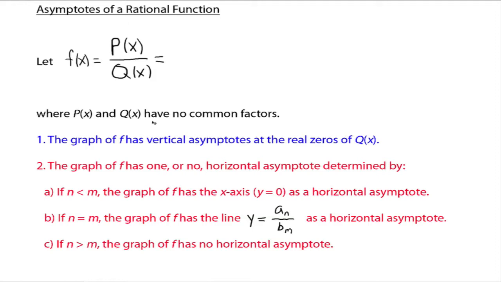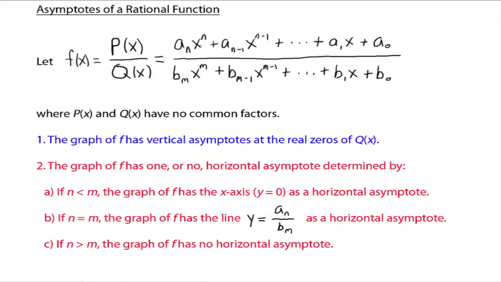Okay, so now we're going to talk about asymptotes of a rational function. Here's the note. We're going to let our function f be p of x divided by q of x. Now remember, a rational function was just a polynomial divided by another polynomial. And so I want it to look like our generic polynomial that we had before.